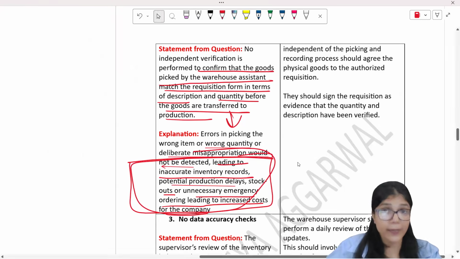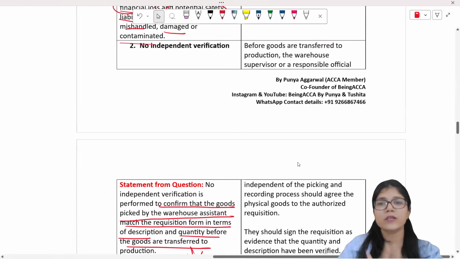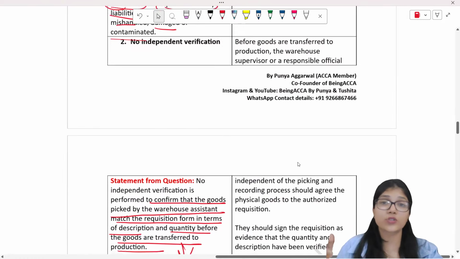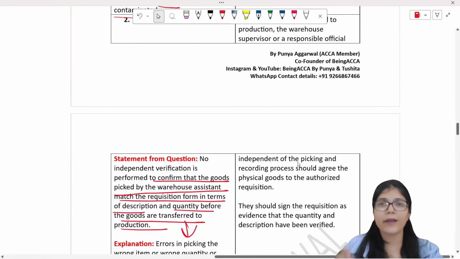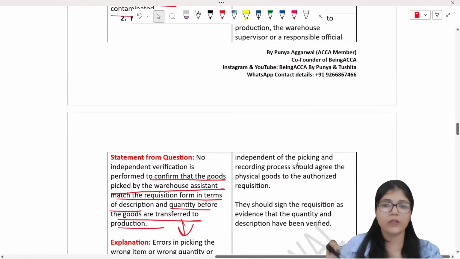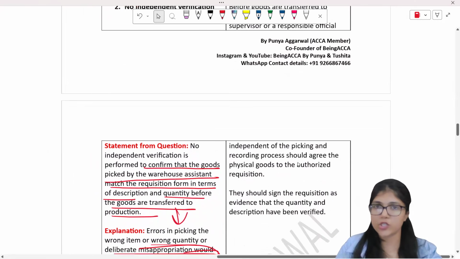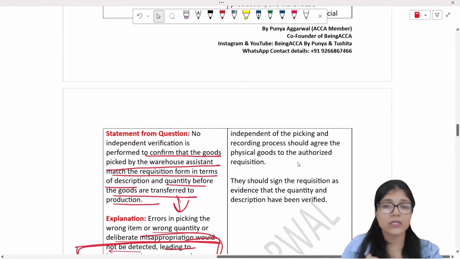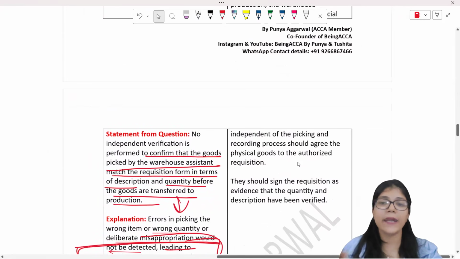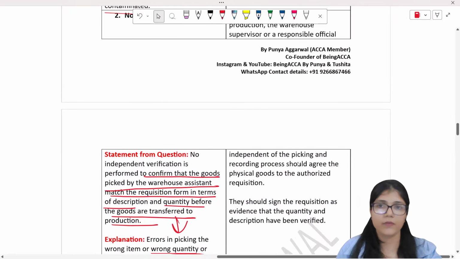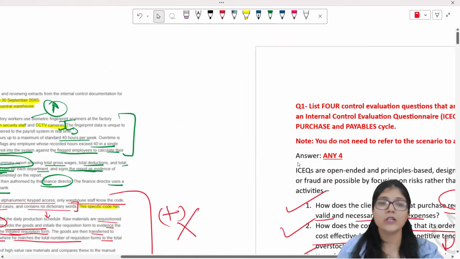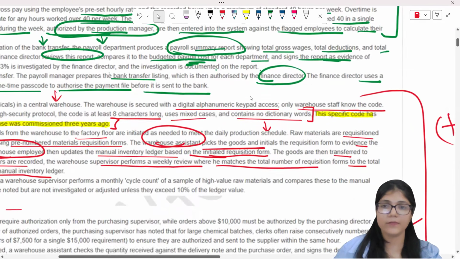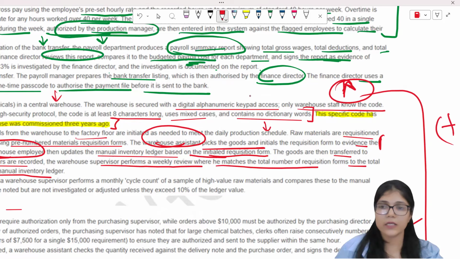So my recommendation here is that, before he sends the goods to production, the supervisor or the manager should be responsible for checking the picking process and seeing if everything is okay before you authorize the requisition and send it to the production department for their production process. And the same process should also be signed by the responsible official, right? So that is your second point, the second red flag that we have been able to identify. First was this, second is this.